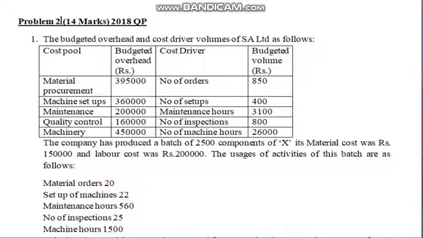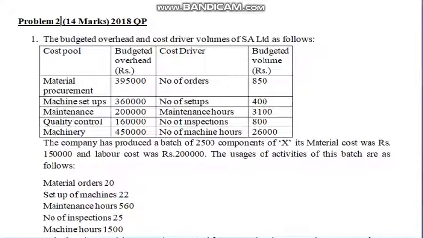In this video, I'm going to explain activity-based costing problem number 2 for 14 marks. This question was asked in the year 2018 question paper, Bangalore University. So let's go through the problem. The budgeted overhead and cost driver volumes of SA Limited are as follows.